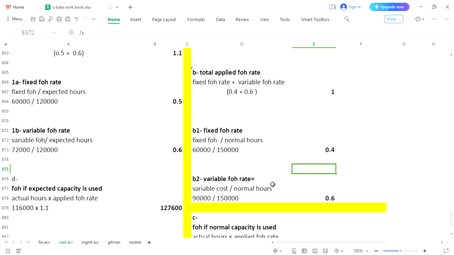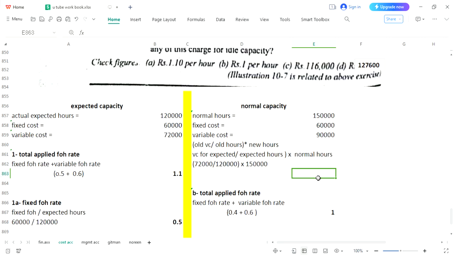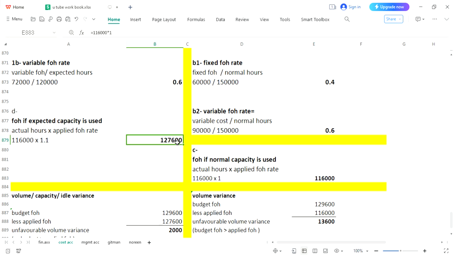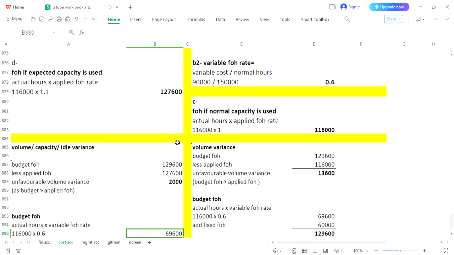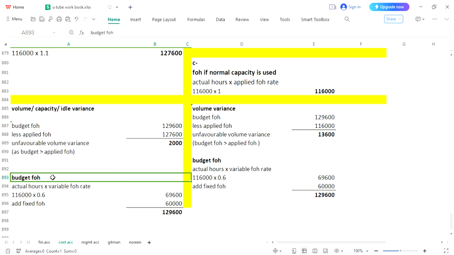116000 was calculated over here, and then 127600 was calculated over here. So please note down in your book, we have two variances which were calculated, volume variance 2000 and volume variance 13,600. Please note down in your book that these two additional answers were calculated, but these answers are not available in the book. So you can note it down.